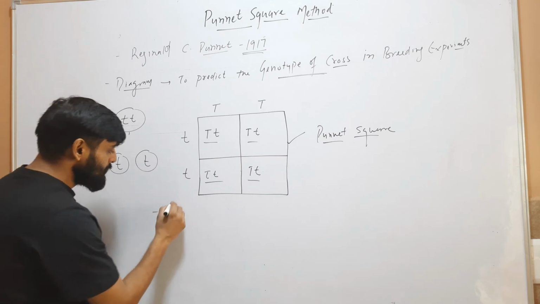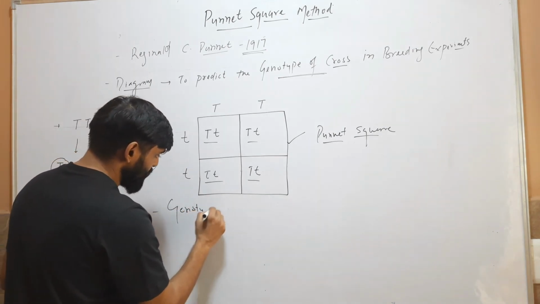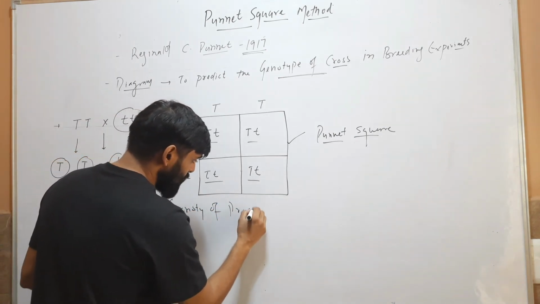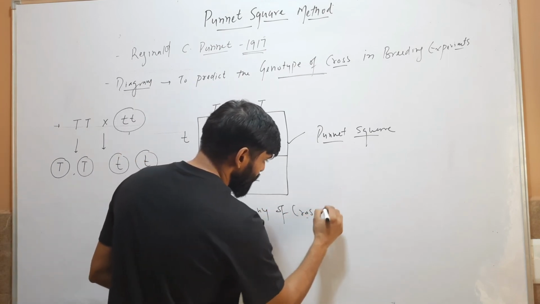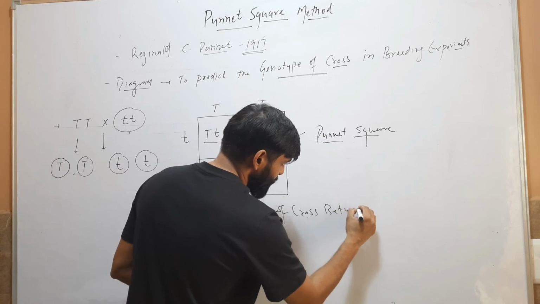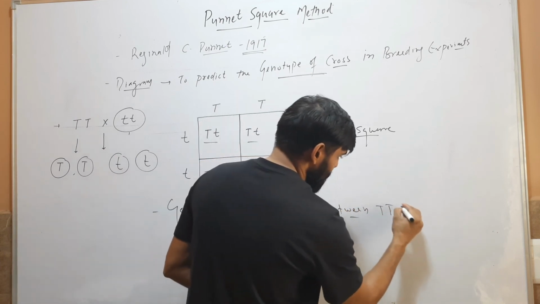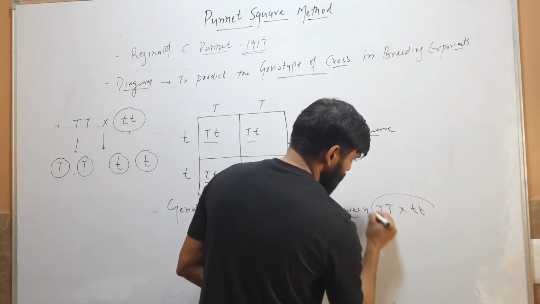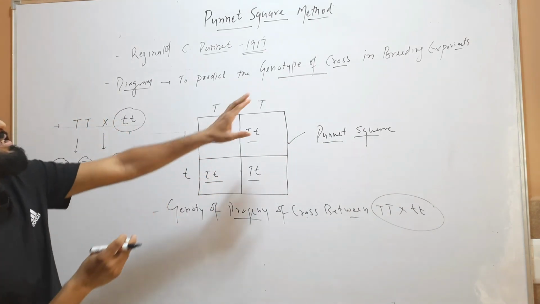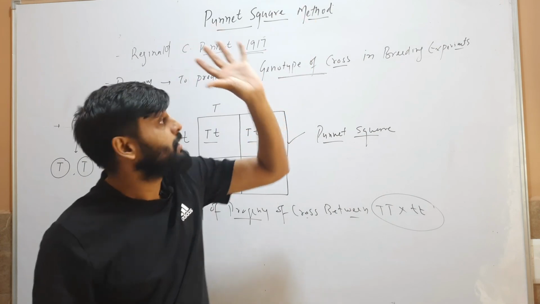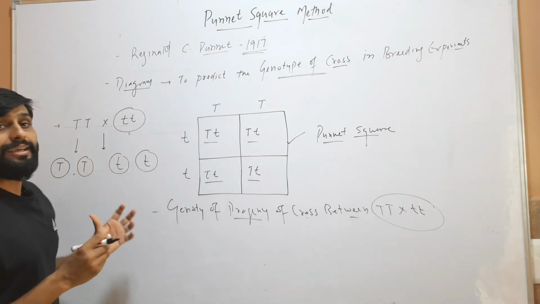Now we have the genotype of the progeny of the cross between capital T and small t. So this is a diagram that is used to predict the genotype of crosses in breeding experiments. So this is the Punnett square method.